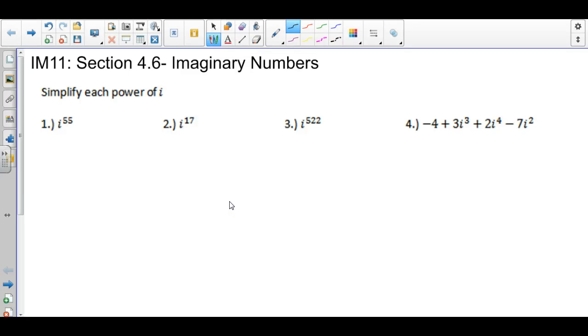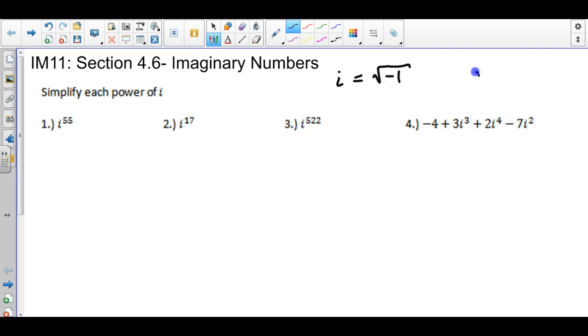Hello, I'm going to review section 4.6, which is talking about imaginary numbers. So I'll get started by talking about what an imaginary number actually is. Imaginary number comes from starting off that the square root of a negative number never had a real answer. So what we did is define something by the letter i, and we set it equal to the square root of -1.